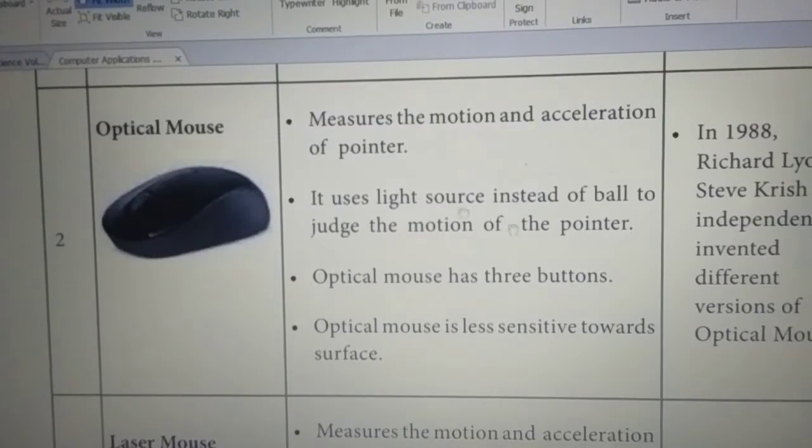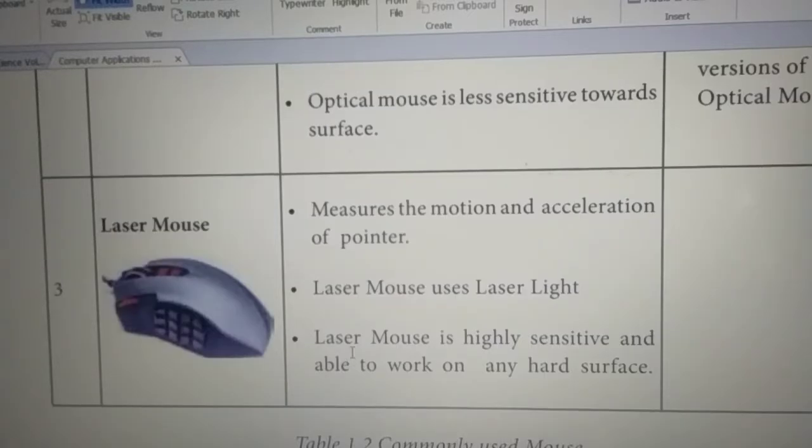Optical mouse: in 1988, Richard Lyon and Steve Kirsch independently invented different versions of the optical mouse. They measure the motion and acceleration of the pointer. They use light instead of a ball to judge the motion of the pointer. The optical mouse is less sensitive towards the surface.